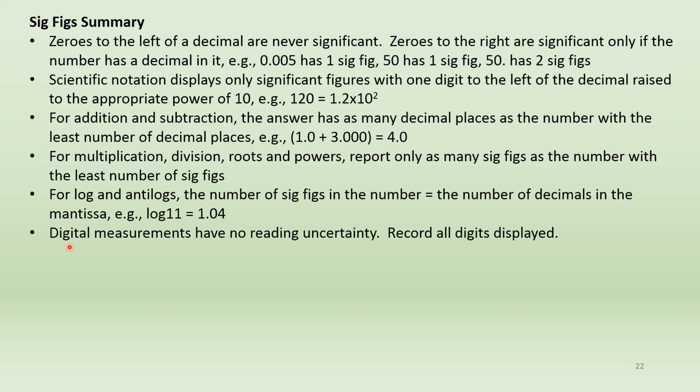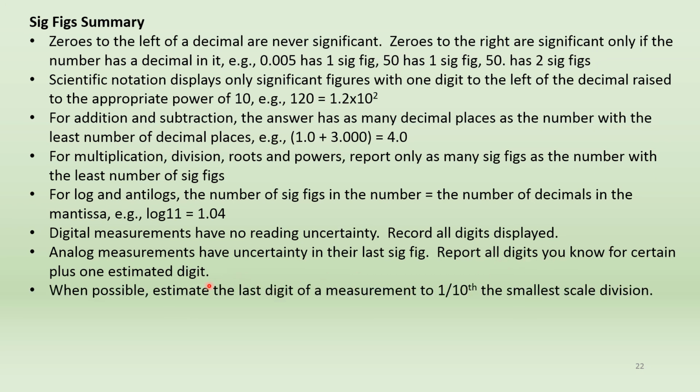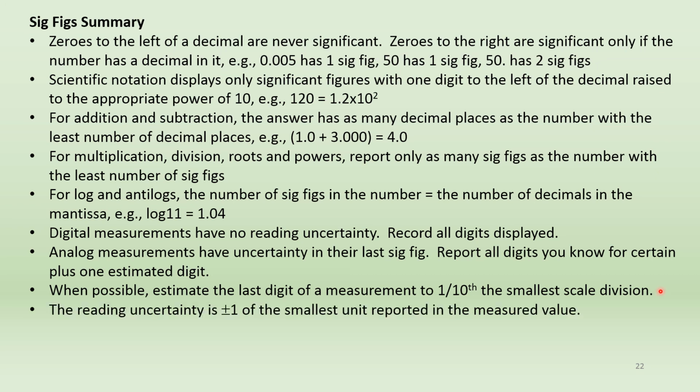Digital measurements have no reading uncertainty. Record all digits that are displayed. Analog measurements do have uncertainty in their last sig fig. Report all the digits you know for sure, plus one estimated digit. When possible, estimate the last digit of a measurement to 1/10 the smallest scale division. If the scale is too close together, then try 1/5 the smallest division. If that's still too coarse, try 1/2 the smallest division.